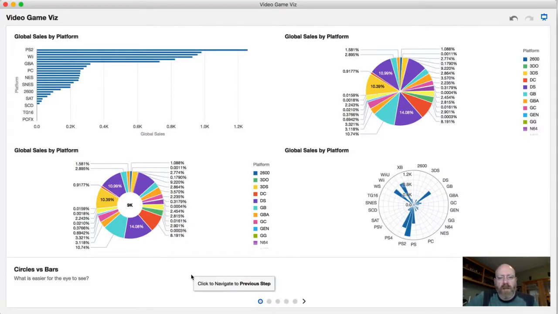I'm Kevin McGinley, and today I want to talk a little bit about visualization selection and what you can do from the standpoint of making better choices from a visualization standpoint.